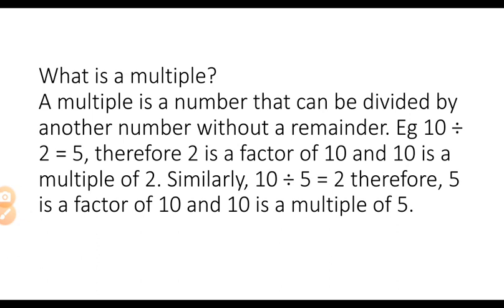That means whenever you divide a number by another number, the divisor is the factor and the dividend is the multiple. Similarly, 10 divided by 5 is exactly 2. Therefore, 5 is a factor of 10 and 10 is a multiple of 5.